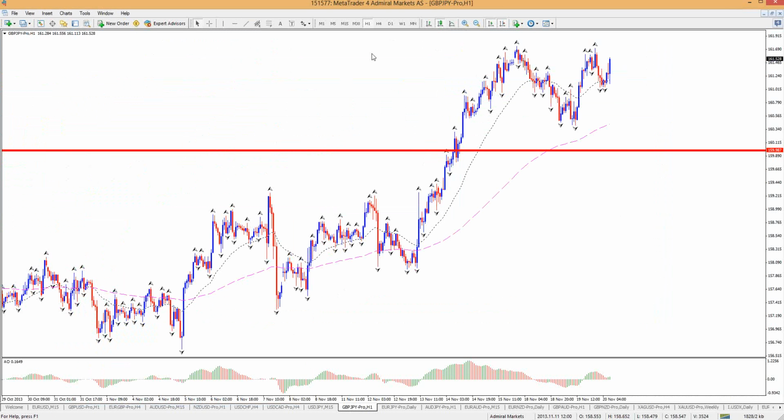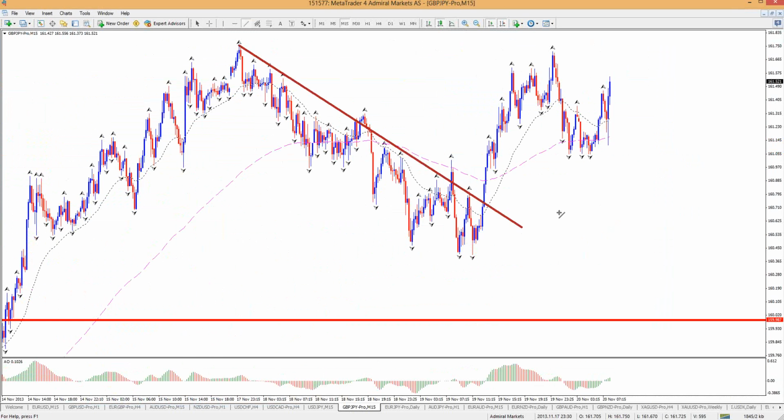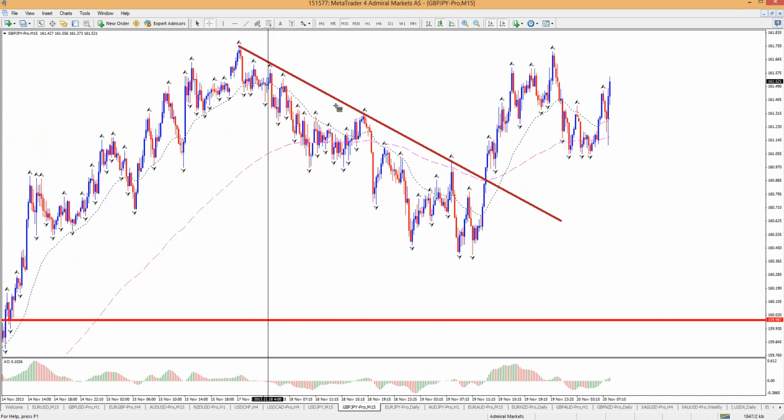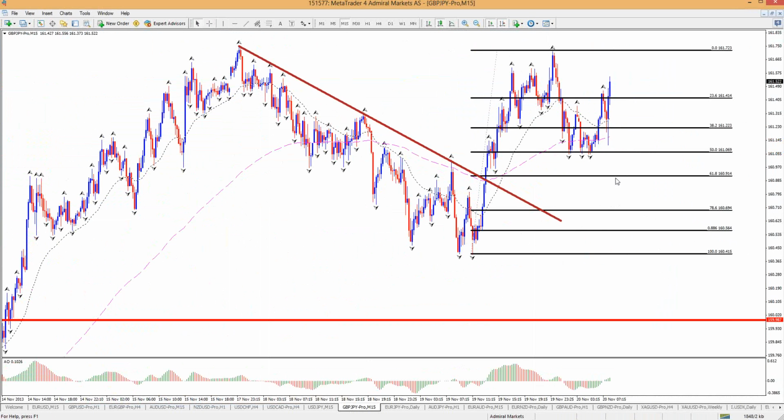Pound yen. Pound yen seems to be continuing nicely to the upside. Yesterday I had a break too. I'm not sure if anyone took that. I was focusing on the dollar yen, but I did see this breakout too. And in fact, we broke out, and it looked like we had already a pullback to the 50 fib and a bounce off that 50 fib. Moving nicely to the upside.